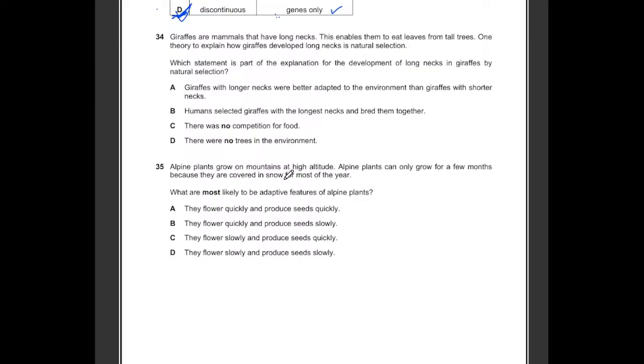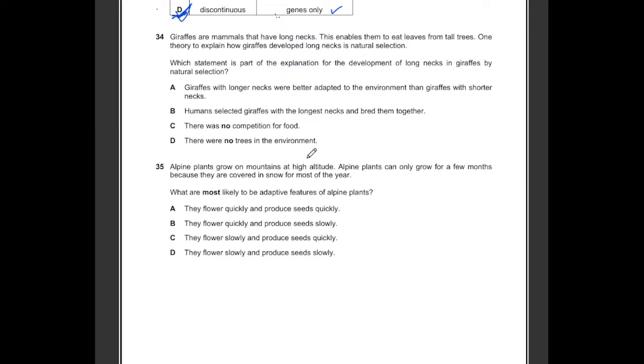Now, giraffes are mammals that have a long neck. This enables them to eat leaves from tall trees. One of the theories of how giraffes developed a long neck is natural selection, which is being omitted from CBSE by the Indian government. Natural selection, don't know why, but still, okay. Which statement is a part of the explanation for the development of a long neck in giraffes by natural selection?